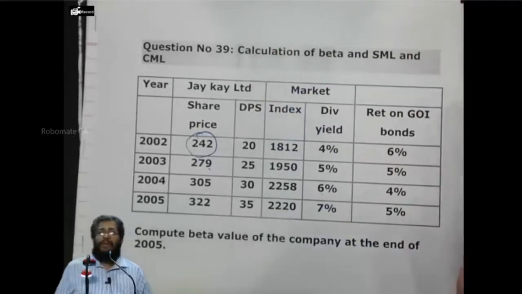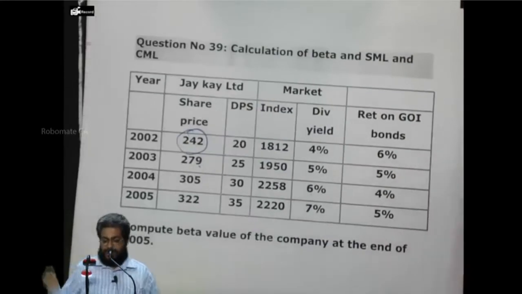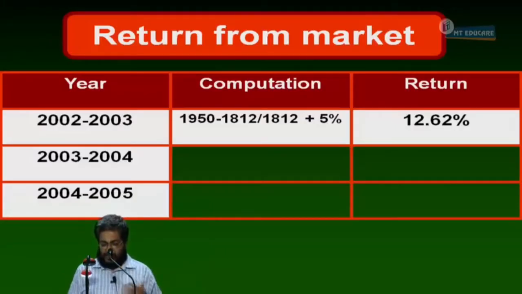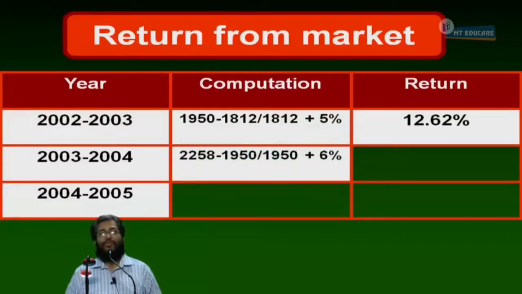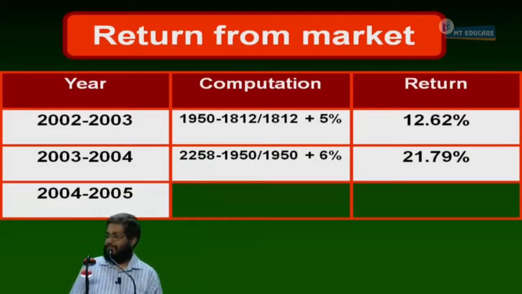First, the percentage is 12.62%. I want an answer. Next, what is the capital gain here? What is the capital gain? 2258 minus 1950 divided by 1950 plus 6%. What is the percentage here? 21.79%. Next, the third case. Tell me the calculation.